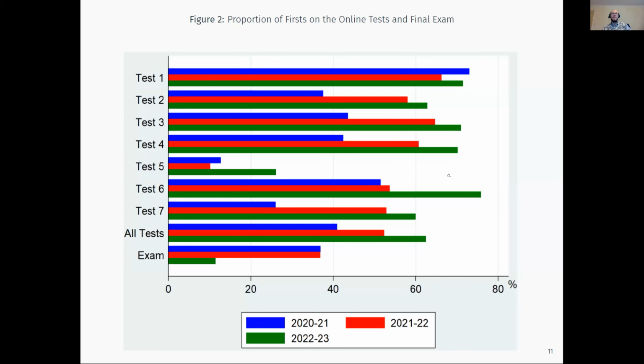Then we look at the proportion of firsts, which, for those viewers who are not from the UK, is a degree equivalent to 70% and above in the UK. We took that to disentangle the students who didn't engage with the class tests at all. Again, we can see a noticeable difference in the final year, 2022/2023, and then an obvious dip on the final exam, as this was the first time students would have done a paper exam following the pandemic.